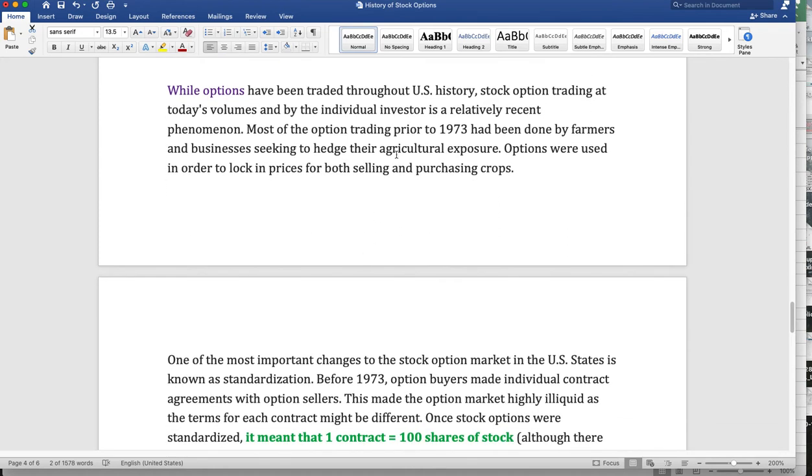While options have been trading throughout U.S. history, stock options trading at today's volumes and by the individual investor is a relatively recent phenomenon. Most of the option trading prior to 1973 had been done by farmers and businesses seeking to hedge their agriculture exposure. Options were used in order to lock in prices for both selling and purchasing crops. What we call that right now is the futures. If you look at the futures, they trade commodities, as in oranges, all sorts of stuff. That's what today is showing.